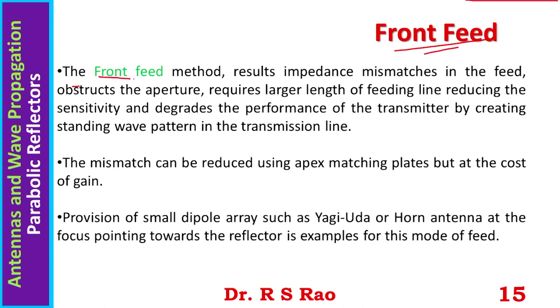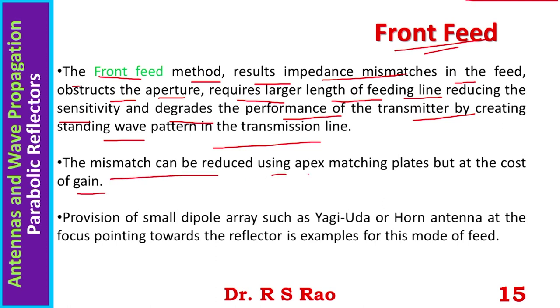Now, a small discussion regarding this feed method. The front feed method results in impedance mismatches in the feed, obstructs the aperture, requires a larger length of feeding line, reducing the sensitivity, and degrades the performance of the transmitter by creating a standing wave pattern in the transmission line. These are the issues associated with the front feed method. The mismatch can be reduced using apex matching plates, but at the cost of gain. Provision of small dipole arrays such as Yagi-Uda or a horn antenna at the focus pointing towards the reflector is an example of this mode of feed.